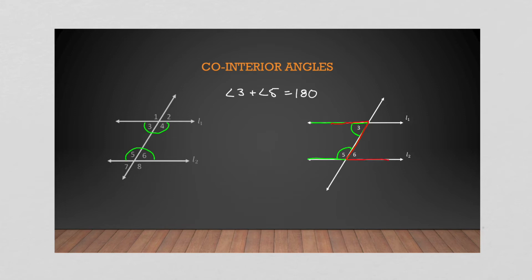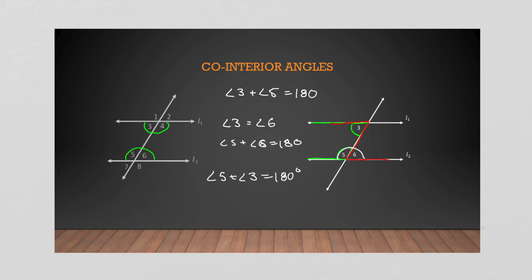So we know angle 3 equals angle 6. And then we also know that angle 5 plus angle 6 equals 180 degrees because they're angles on a flat line. So then we say, okay, well, angle 6 is equal to angle 3, then that must mean that angle 5 plus angle 3 equals 180 degrees. And we have proven the co-interior angle rule.